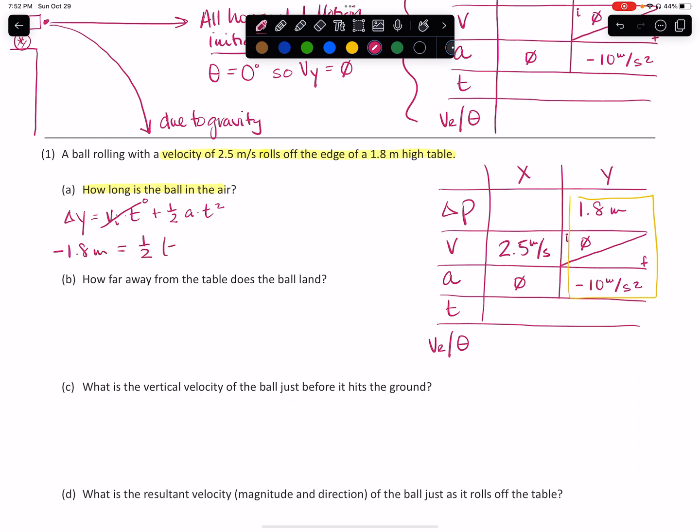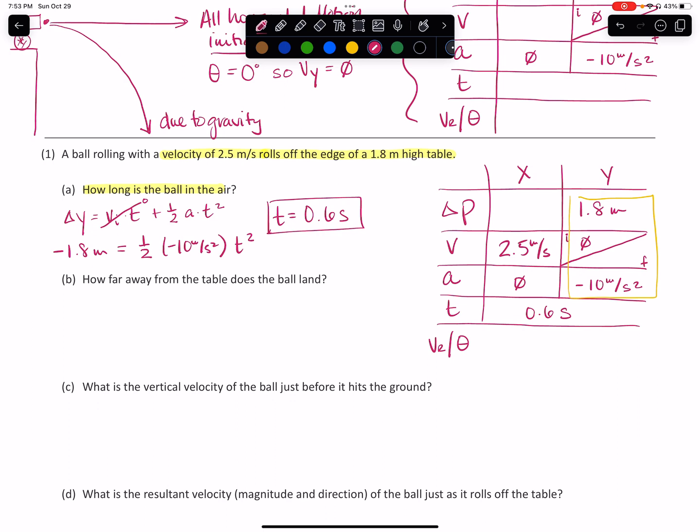All right, I also know that my acceleration is negative 10 meters per second squared, and that leaves me one unknown, time. So I plug everything in and solve for t, taking a square root at the end, and I find that the ball is in the air for 0.6 seconds. So we'll put that over here in our table.